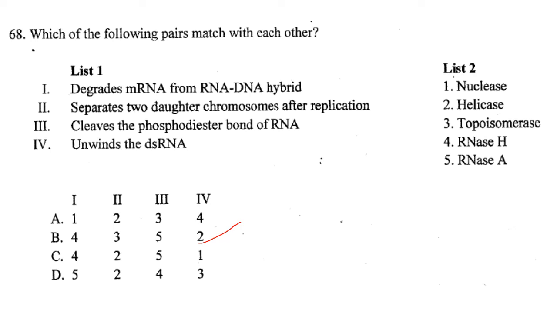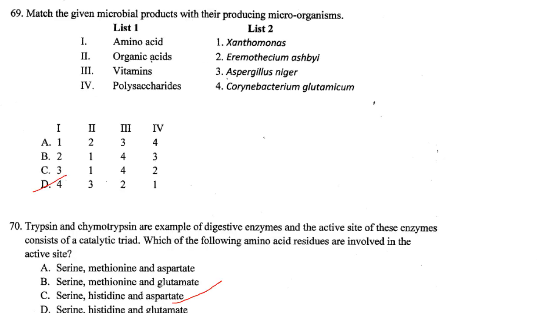Then separates the two daughter chromosomes after replication. So it is topoisomerase, 3, 2. Cleaves the phosphodiester bond of RNA. So it is RNase A, that is 3, 5. And unwinds the double stranded RNA, it is helicase. Okay. Answer is option 1 is 4, 2 is 3, 3 is 5 and 4 is 2. Answer is option B. Then match the given microbial products with their producing microorganism.